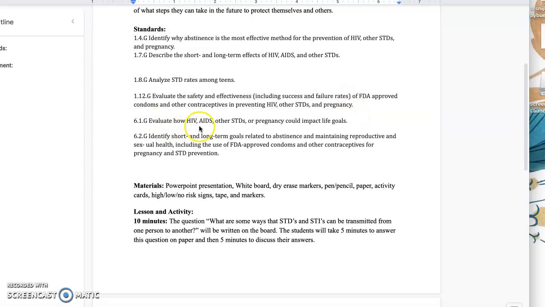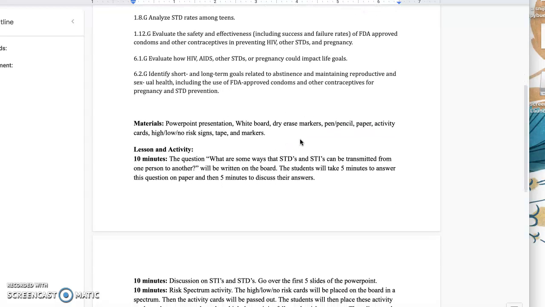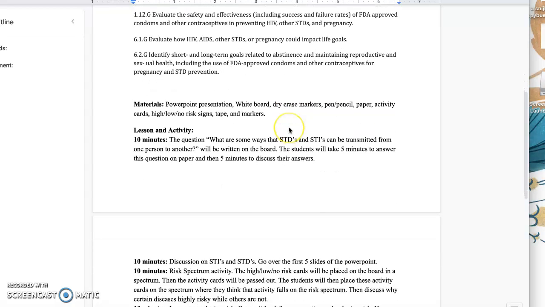Evaluate how HIV, AIDS, and other STDs or pregnancy could impact life goals. Identify short and long-term goals related to abstinence and maintaining reproductive and sexual health, including the use of FDA-approved condoms and other contraceptives for pregnancy and STD prevention.